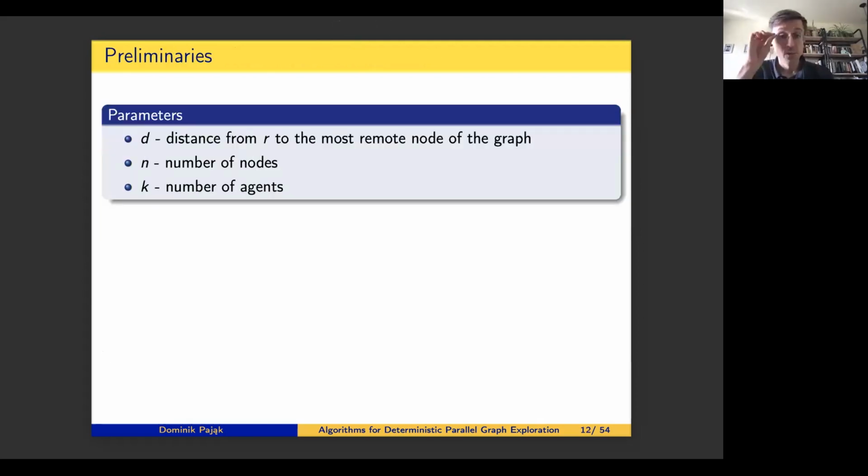And the notation that we will use is that r is the source, the node in which all the agents start, and d is the distance from the source node to the furthest node of the graph. So this is the length of the maximum path, let's say, in the graph. n is the number of nodes, and k is the number of agents.